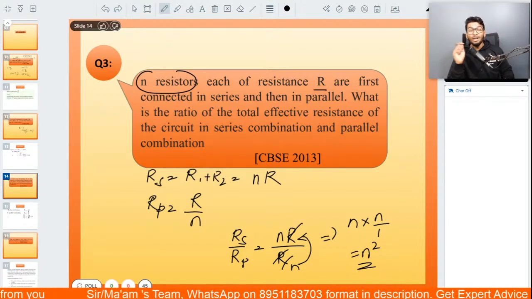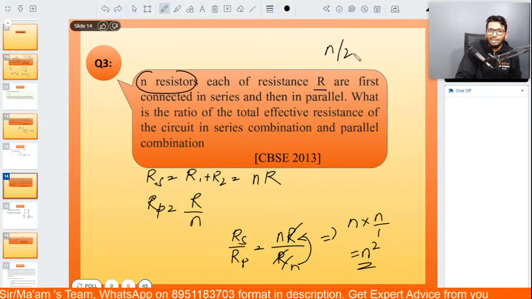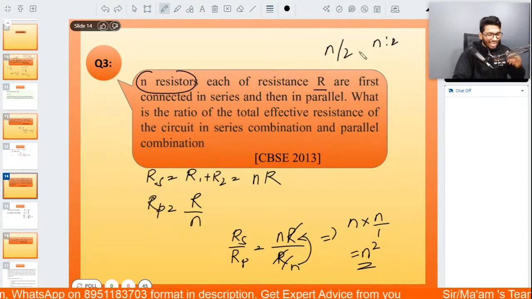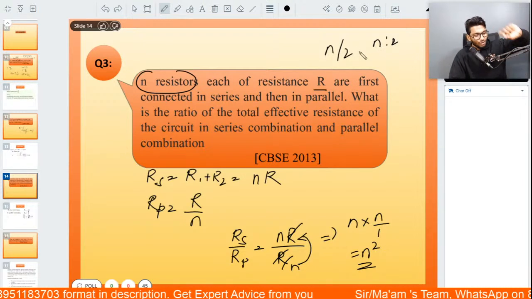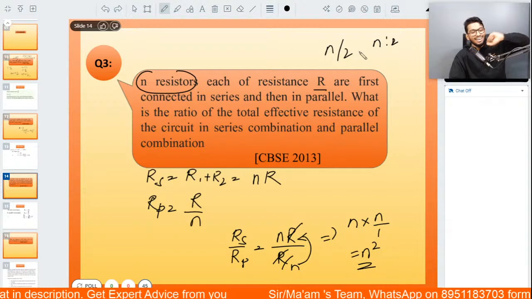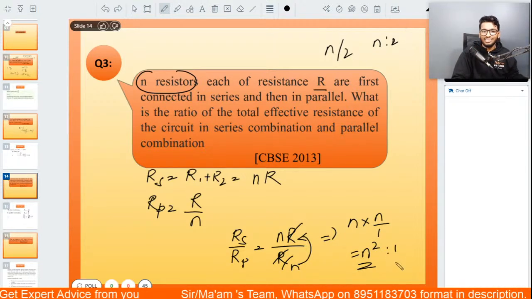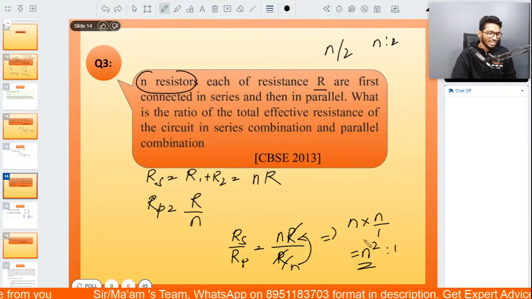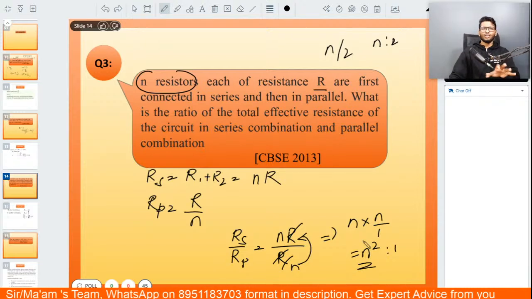It's very close though. A lot of you guys are like, sir, N by 2, N is to 2, 1 is to 2. It's actually N square. Not 4 is to 1 also. It's N square. So yeah, N square is to 1. You can say it as N square by 1 or N square is to 1 is the answer. Close though, close. A small confusion.